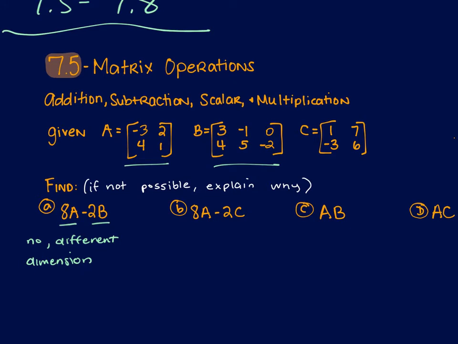For B, now it's looking at A and C. Can you combine A and C? Yes. So I'm going to do 8A first. So 8 times A is negative 24, 16, 32, and 8. And then I'm going to multiply in a positive 2 and then subtract it. You could also multiply in a negative 2 and add it. But I'd get 2, 14, negative 6, and 12.